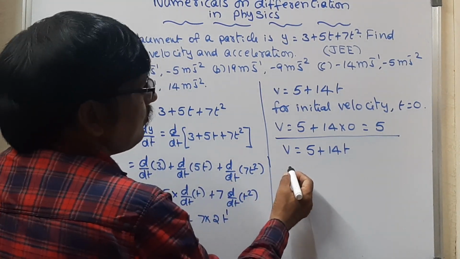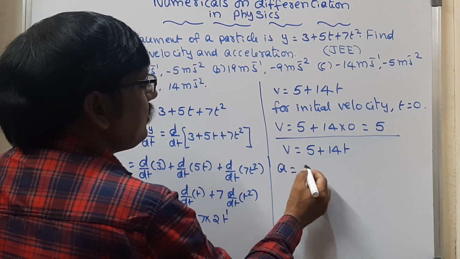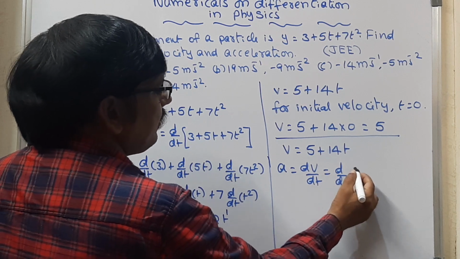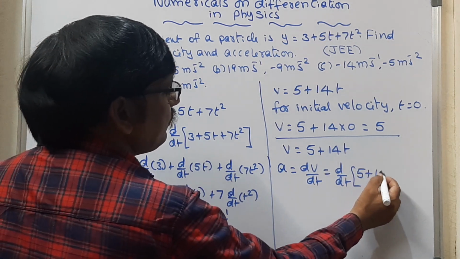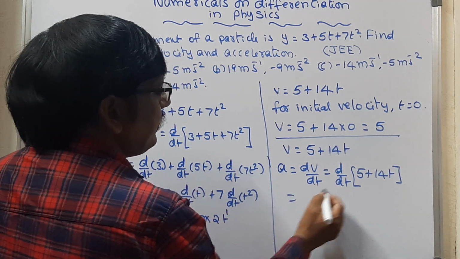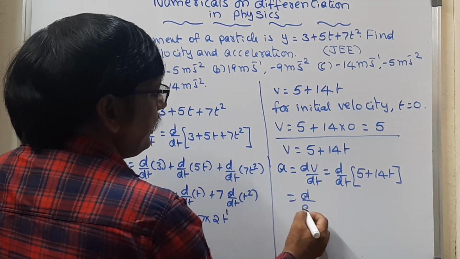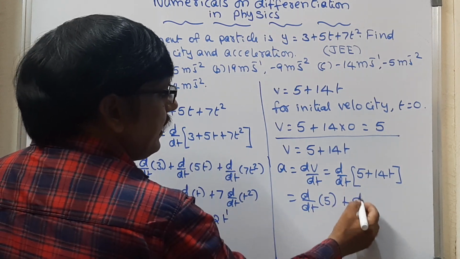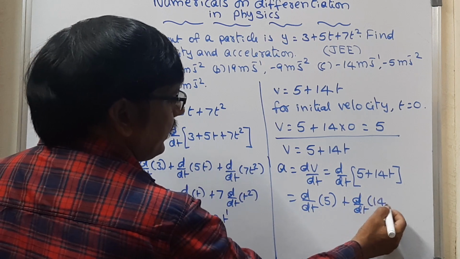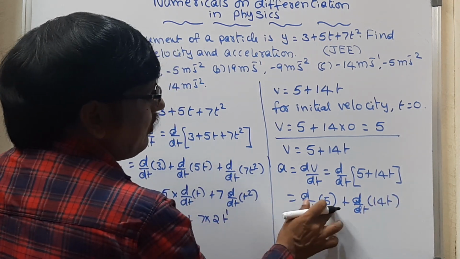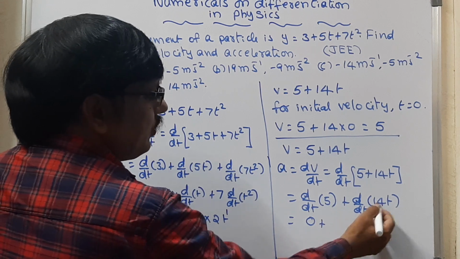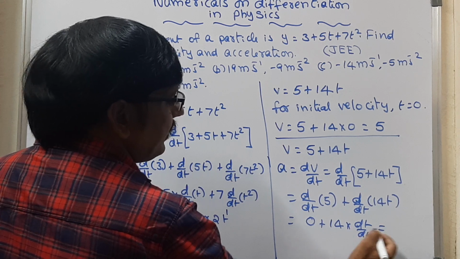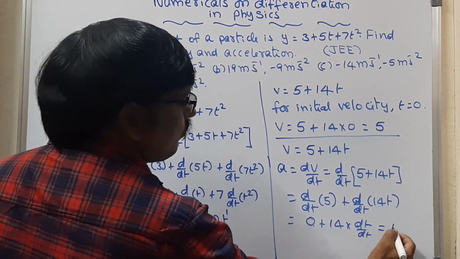What is the acceleration formula? Acceleration is equal to dv by dt, isn't it? So d by dt of the v value, 5 plus 14 into t. Now let us send the differentiation inside: d by dt of 5 plus d by dt of 14t. The derivative of a constant is 0, plus 14 comes outside, 14 into d by dt of t, which is 1, so we get 14.